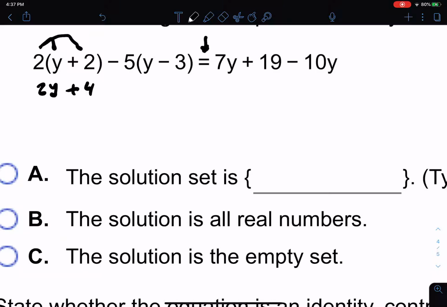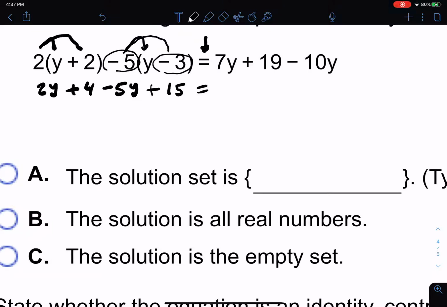You must distribute the negative. So negative 5 times y is negative 5y. Most students get that. But here's where a lot of students will mess up. Negative 5 times negative 3 is positive 15. That's a common mistake right there. Equals. Now let's deal with the right.